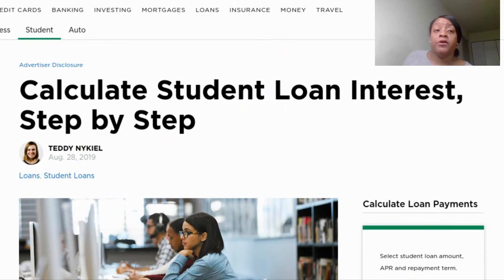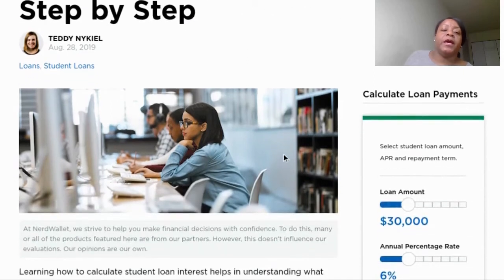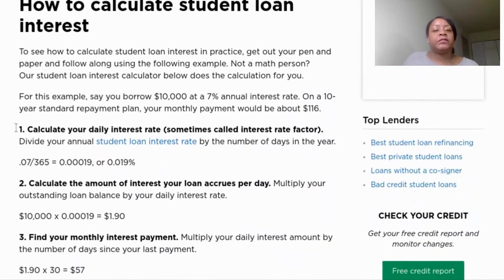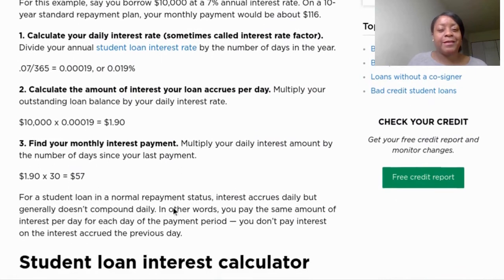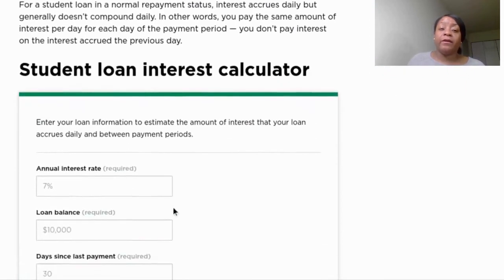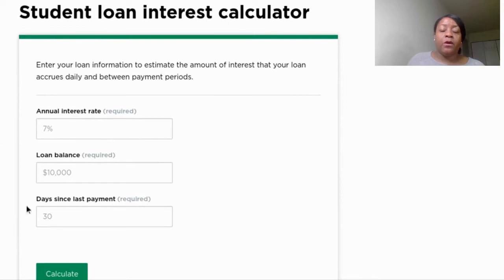Okay, so I'm on Nerdwallet's website, and this is how to calculate student loan interest step by step. You can do it by hand. They have the instructions in here if you would like to try it out, if you're kind of like me and you'd like to calculate it on your own. But they also have a calculator down here where you can put all the parameters around your student loan and it'll calculate it for you. I'm not going to say it's not exact, but it's close, which is good enough for my budget, because that's how I got the 918.92.